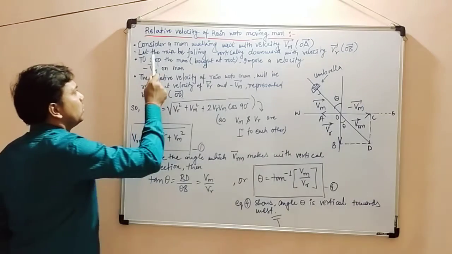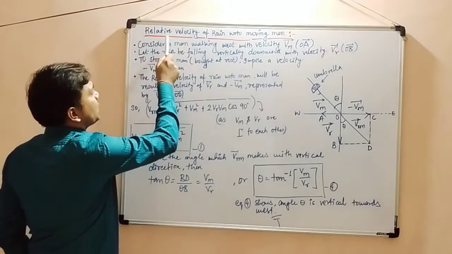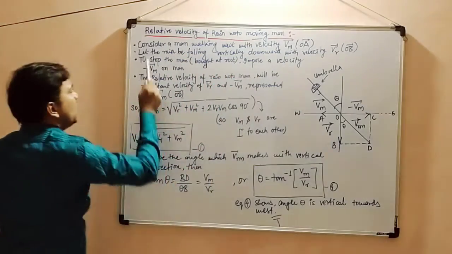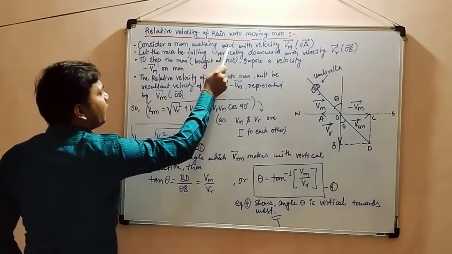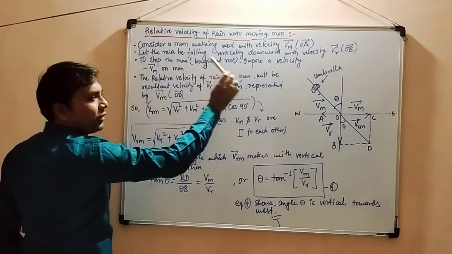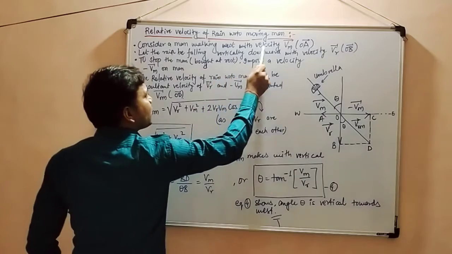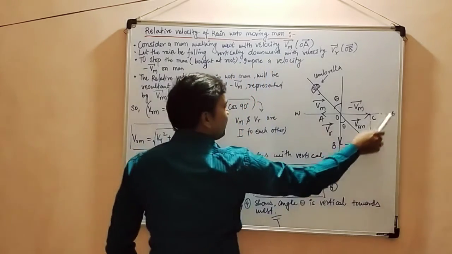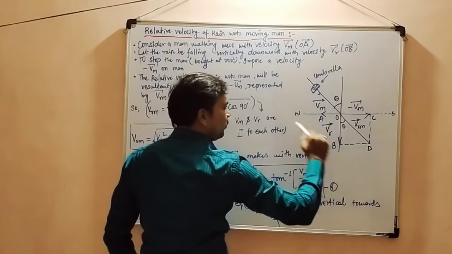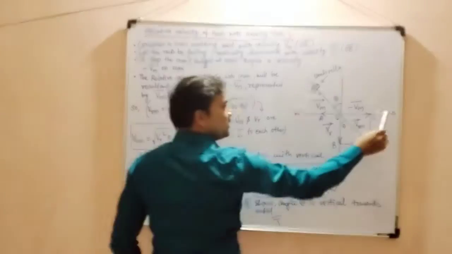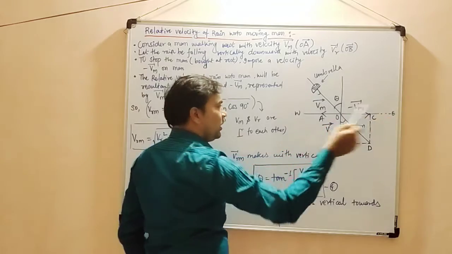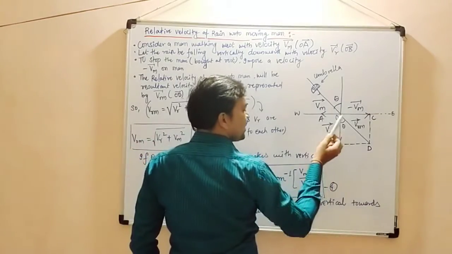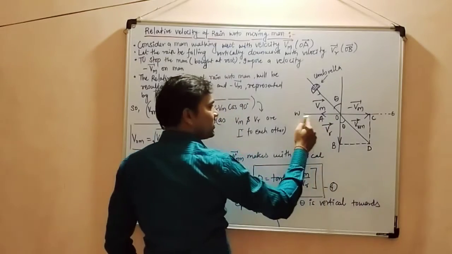Okay. So it's relative velocity of rain with respect to moving man. Consider a man walking in the west direction with velocity Vm. Here I have drawn a diagram. I have taken 4 quadrants. This E stands for east direction, this W stands for west direction. A man starts moving from O towards side A.